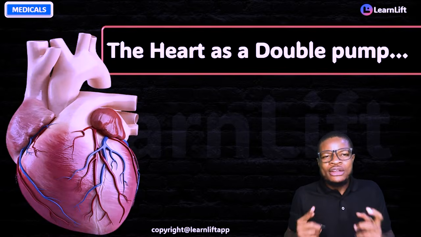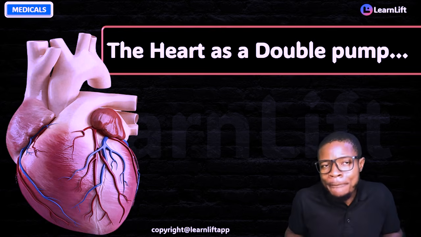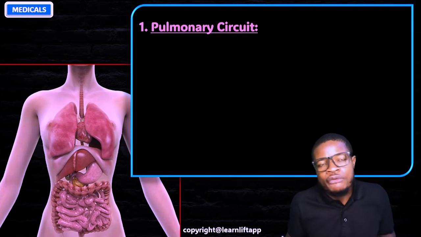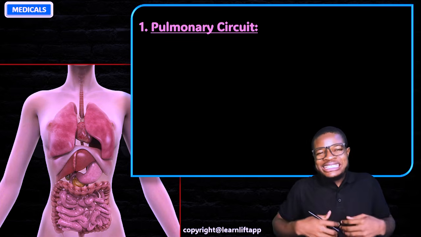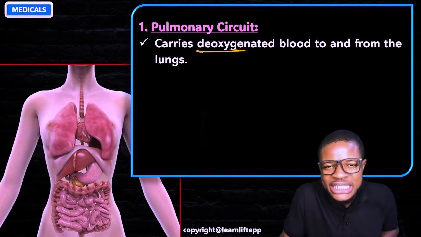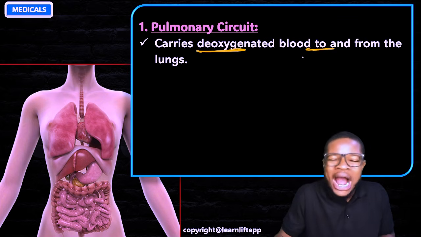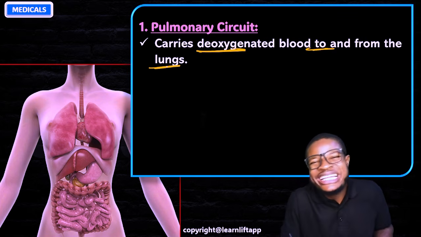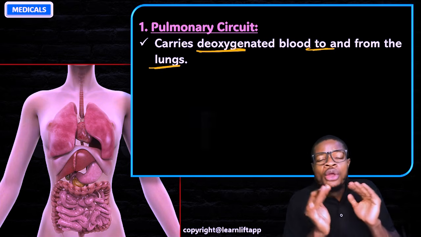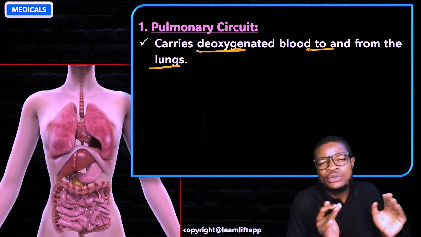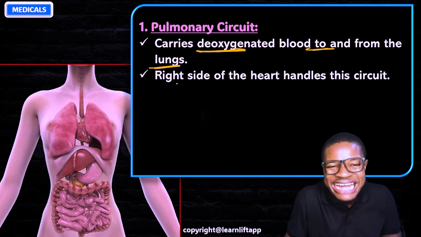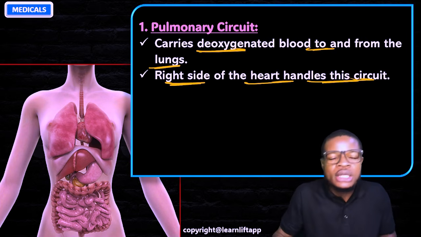Very, very fast. Please take note that the heart acts as a double pump. How does it act as a double pump? Number one is the pulmonary circuit. From the name pulmonary, anything that moves blood from the heart to the lungs and back to the heart again is pulmonary circulation. It carries deoxygenated blood to and from the lungs. Majorly, which chamber of the heart is concerned with that? It is the right chamber of the heart. So the pulmonary circuit. And don't forget that the right side of the heart does the pulmonary circuit.